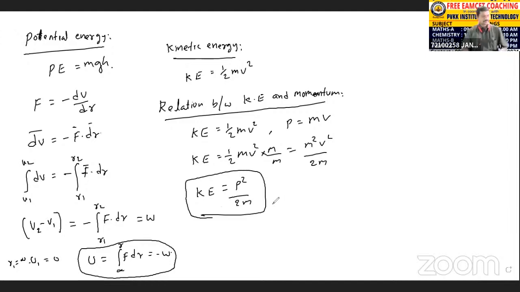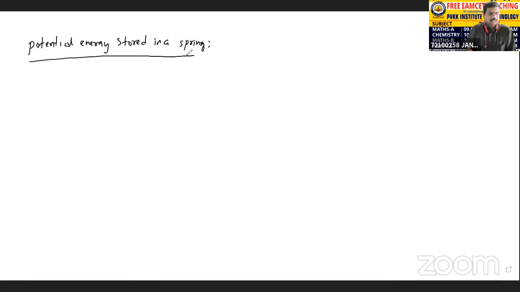Next, conservative and non-conservative forces, and the potential energy of the spring. Next, we discuss the potential energy stored in a spring.